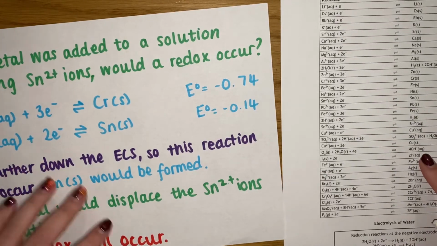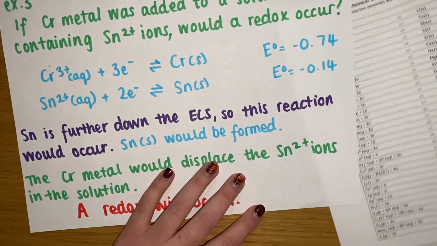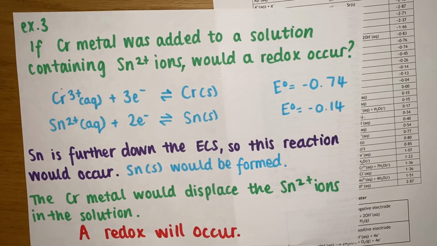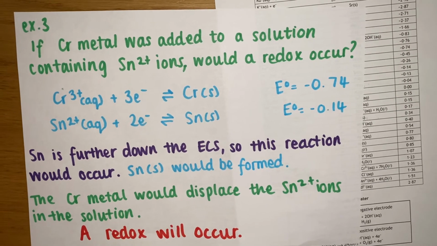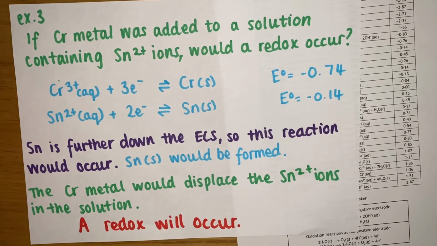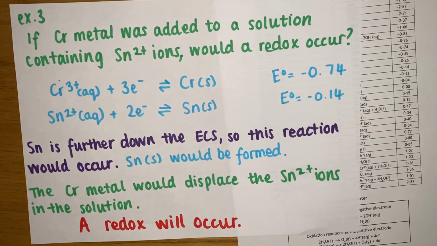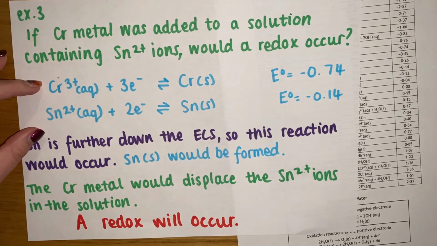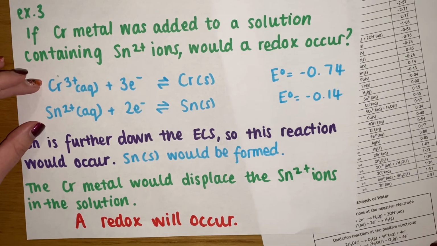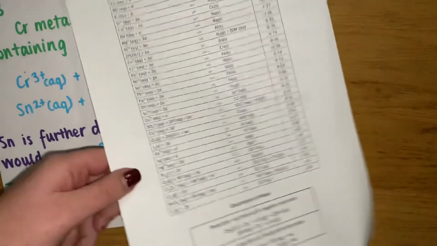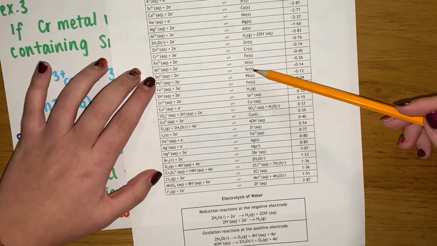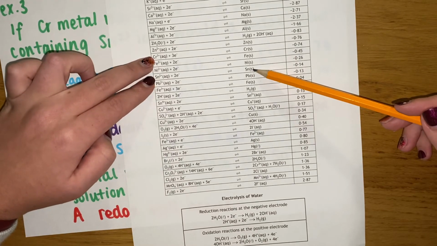So last example then. If chromium metal was added to a solution containing Sn2+, so tin 2+, would a redox reaction occur? Again, we're just going to write out what we've got. So we've got Cr3+ going to Cr solid, and we've got Sn2+ going to Sn solid. We're going to find these in the data booklet on page 12. Remember we're looking for tin solid, so we've got it here, and Cr3+ here.